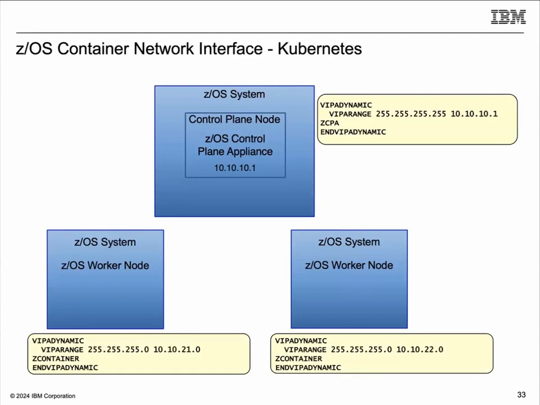The actual pods or container images that get run on the worker node are going to be pulled from the same range that is shared with Podman. So that same zcontainer VIPA range that we talked about before for Podman applies to this as well. So that's all coming. The Podman support is here now. The Kubernetes stuff is coming soon, but there will be specific network changes in order to provide this network isolation.